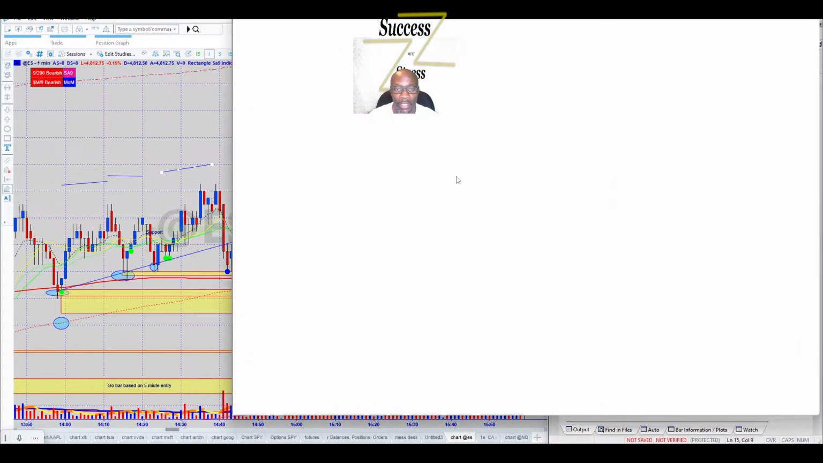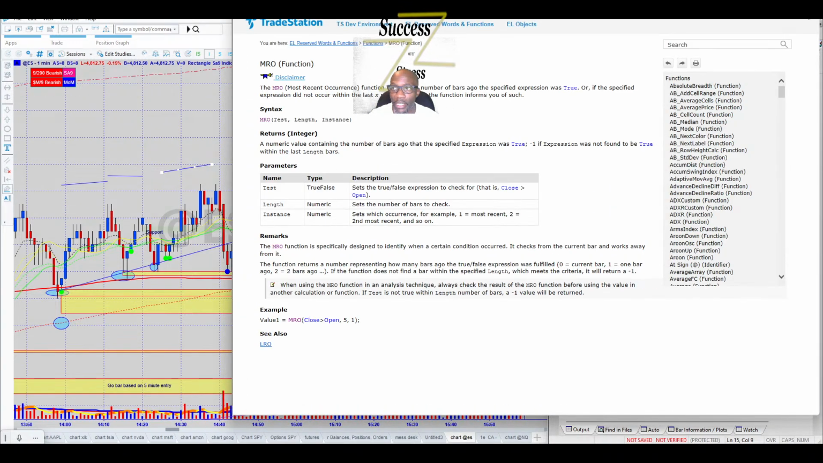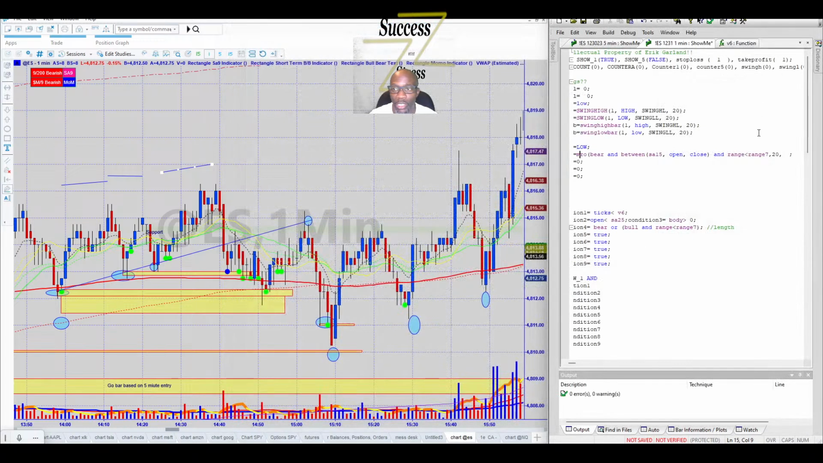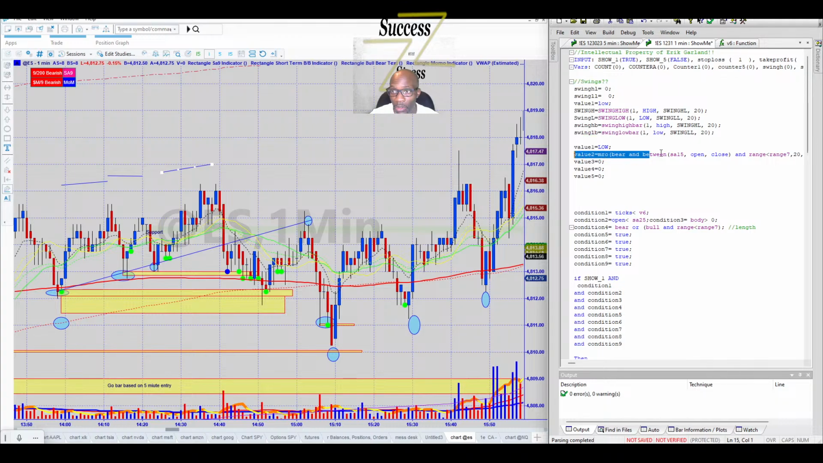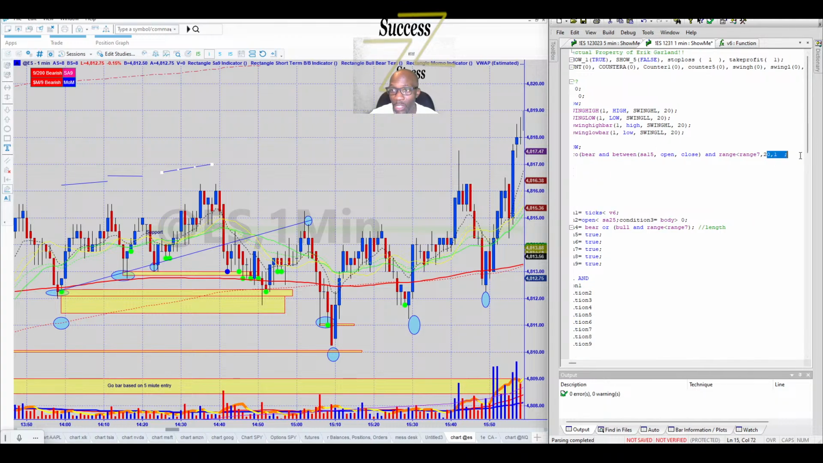Let's go back to the definition. So we have the test length and instance. We want to find the most recent instance, so we'll put 1. What MRO is going to tell us is how many bars ago it happened.